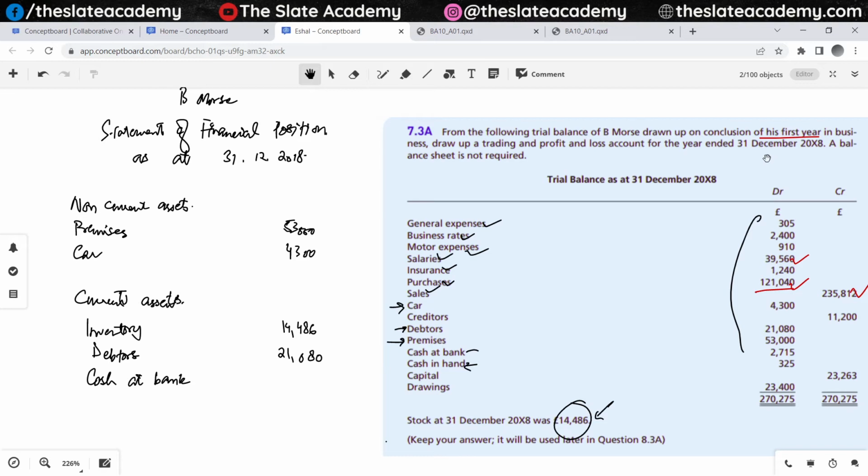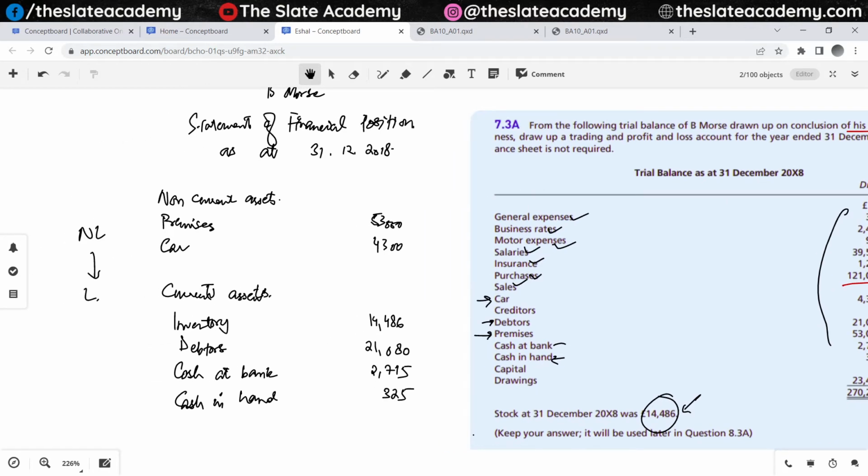This would be how much? 2,715. And then I'll have cash in hand, which would be 325. Another thing about the statement of financial position: why do we write these assets in the sequence that we have written? Usually, we write in the sequence of non-liquid to liquid. The most liquid ones are written at the bottom, and the less liquid any particular asset is, the higher up it is on the statement of financial position.